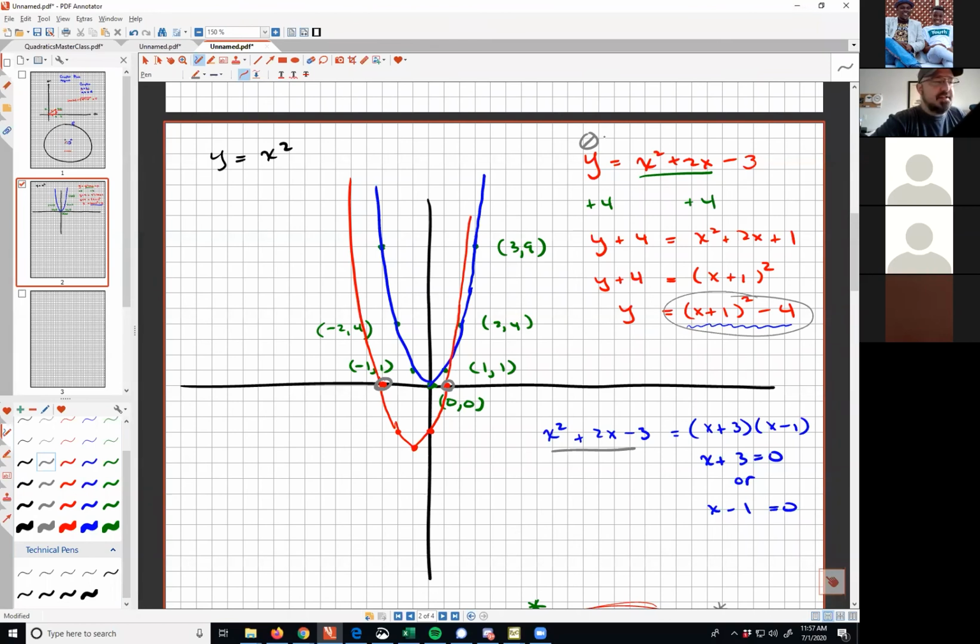The y-intercept is easier. We just... Yes. How do you get the 2x from the factoring here? Because 3 times x will give you 3x. 3 times x does give us 3x. And then x times -1 gives us what? Oh, okay, I get it.